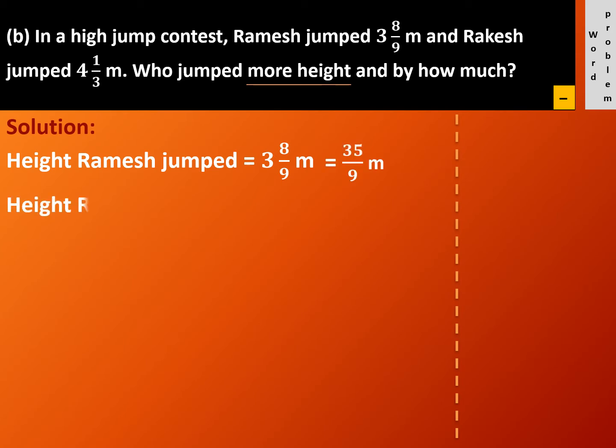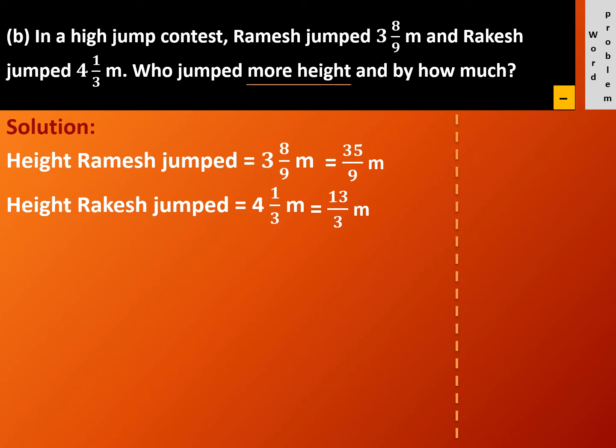The second statement is height Rakesh jumped is equal to 4 1/3 meter. First we convert 4 1/3 in improper fraction. How? Let's see. 3 4s are 12 and 12 plus 1 is 13. So the fraction is 13/3 meter.